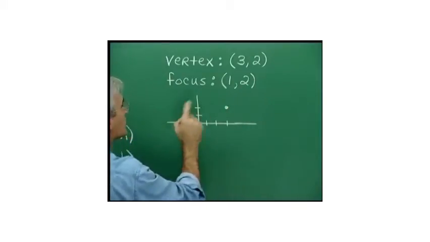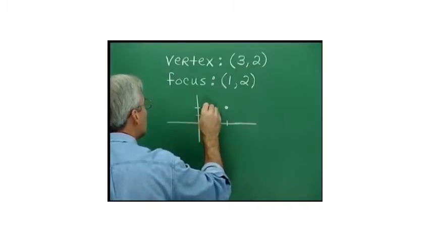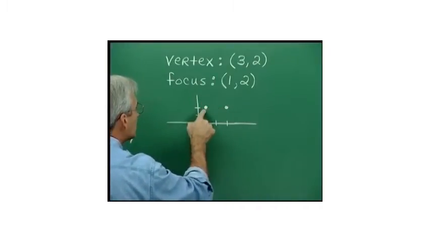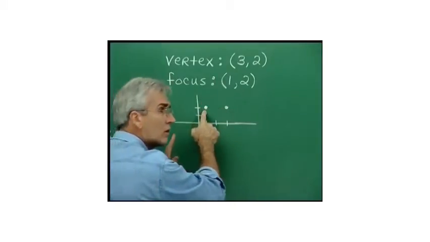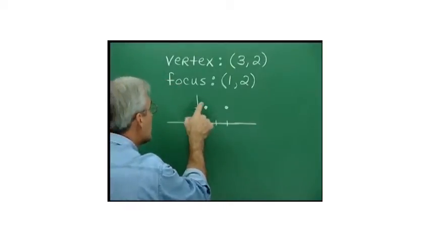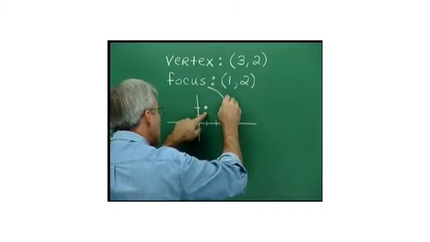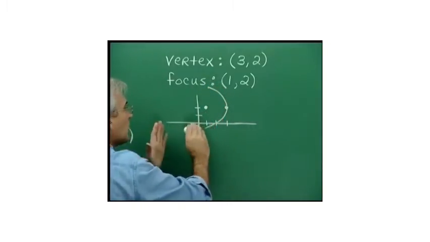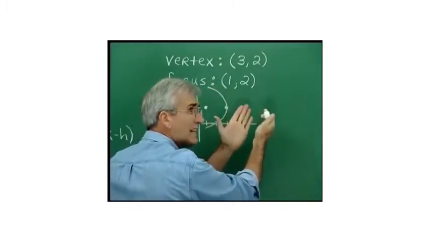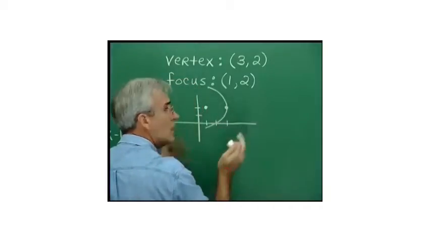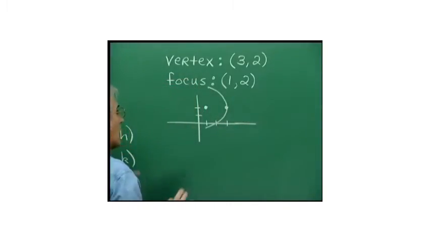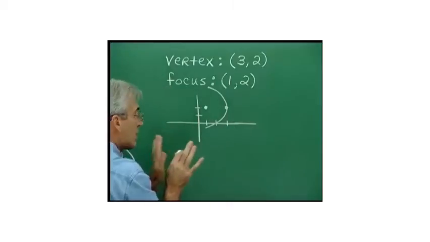We have a focus at 1, 2. All right, vertex, focus. We know that the curve tends to wrap around the focus. If that's the focus and that's the vertex, then we have this kind of behavior for the parabolic curve. We know that the directrix is out here, but we don't need that information in order to construct the equation.